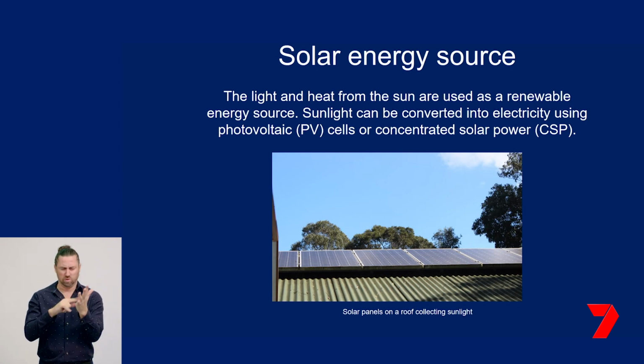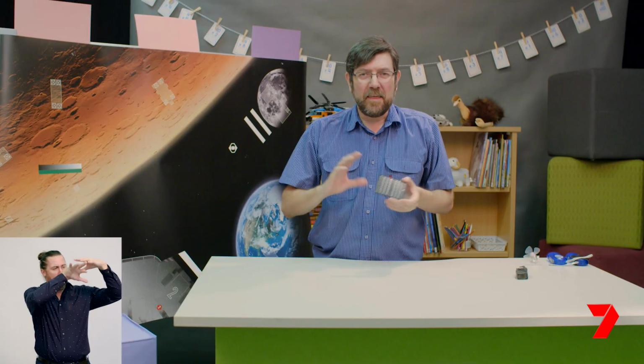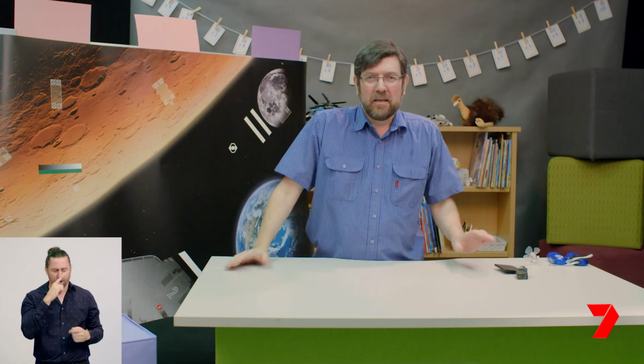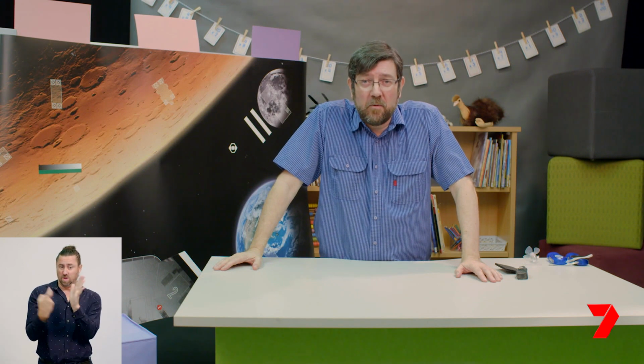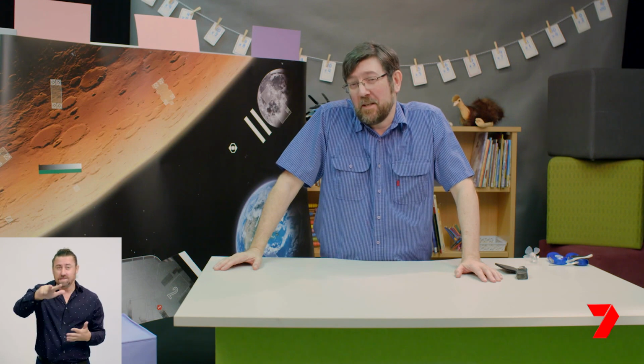Solar energy is a renewable energy source because it uses the light and heat from the sun. That means it's continuously produced over time. There are about 32 operating solar farms in Queensland and 80 more planned. We're called the Sunshine State for a reason, after all.